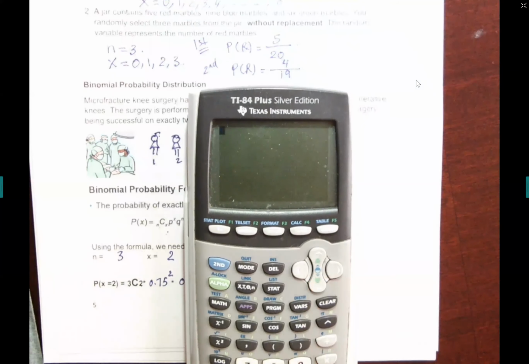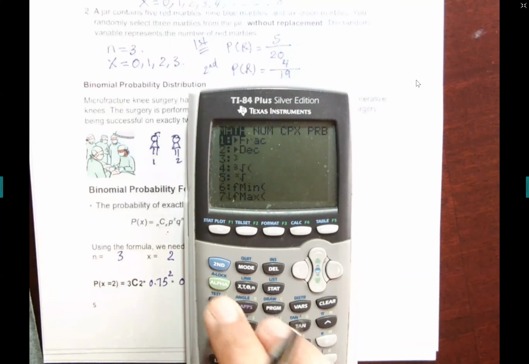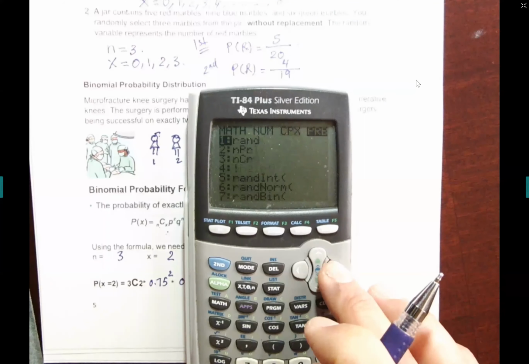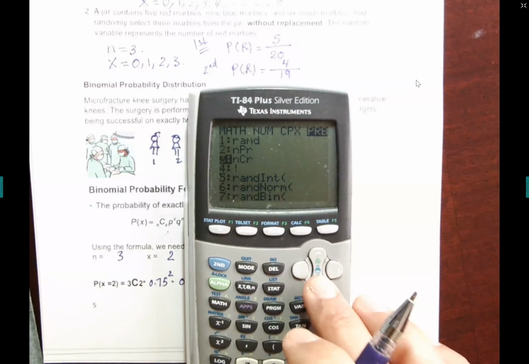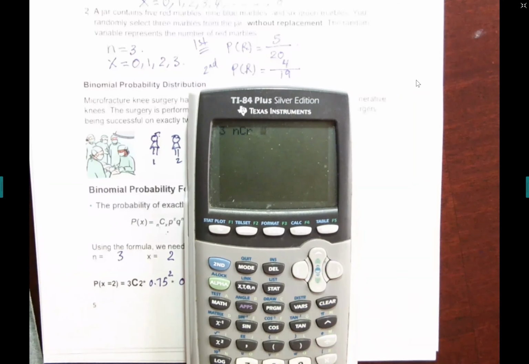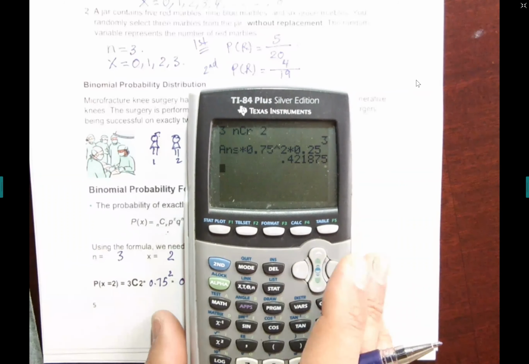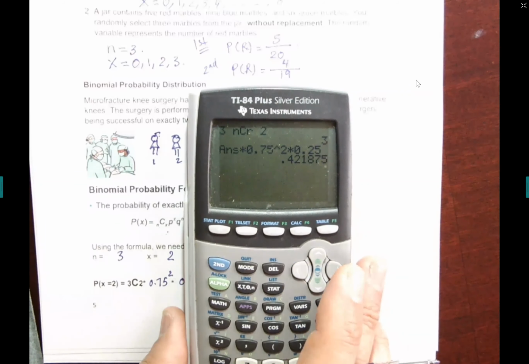So you do 3, math, and then you go to probability, and then nCr 2. You get 3 times 0.75 raised to the power of 2 times 0.25 raised to the power of 3 minus 2, guys, which is 1. And here's the answer. If I want to do it to 3 decimal places, it will be 0.422.